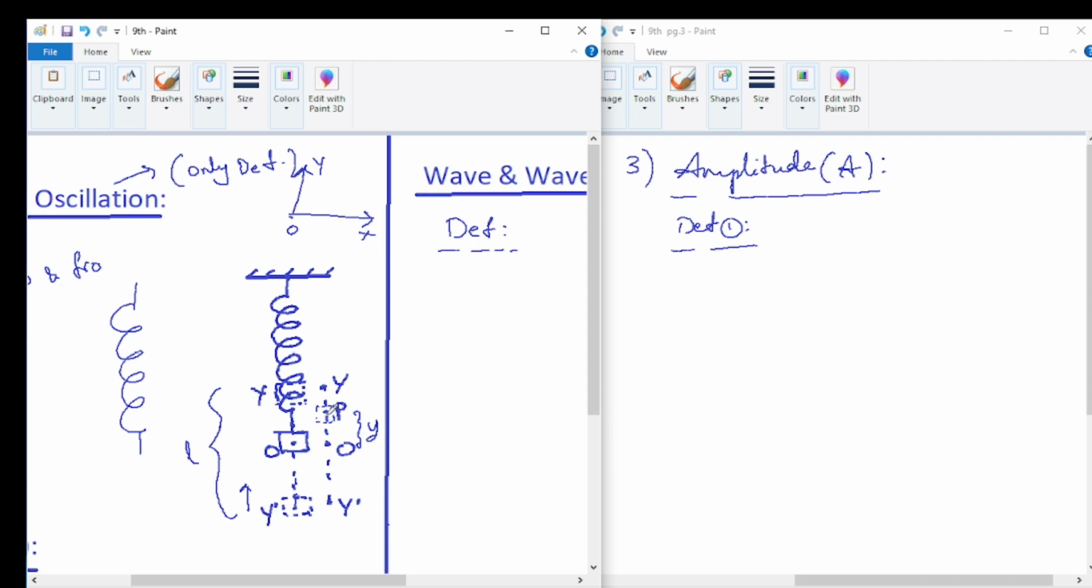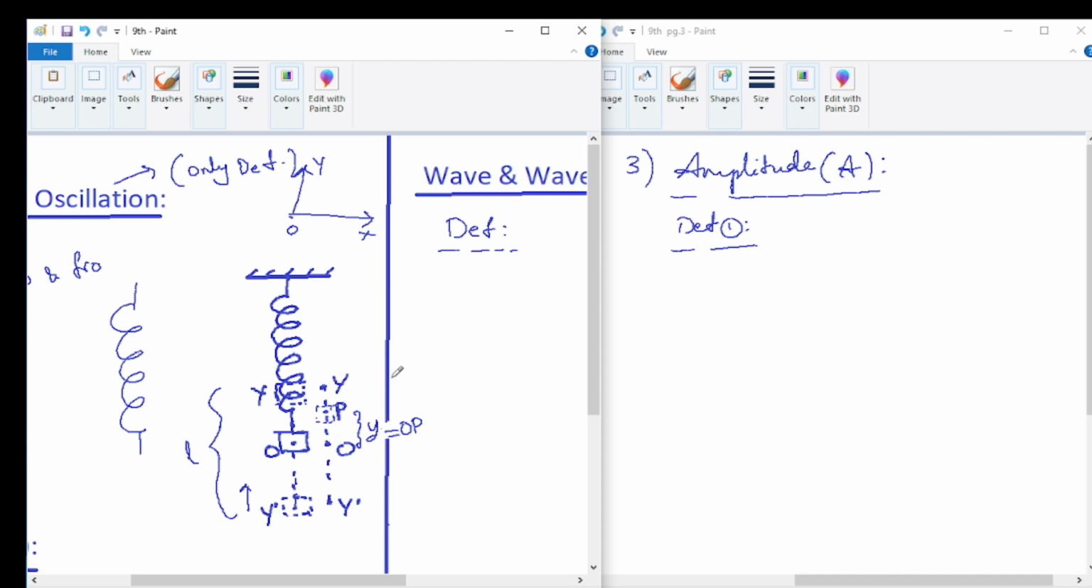As the load moves upwards, OP increases. So the displacement Y is simply OP. As the load moves away from the mean position O during its upward motion, OP increases continuously. Finally, when the load reaches the top extreme position Y, that means the load position P coincides with the top extreme position Y, then the displacement OP is equal to OY, which is the maximum.